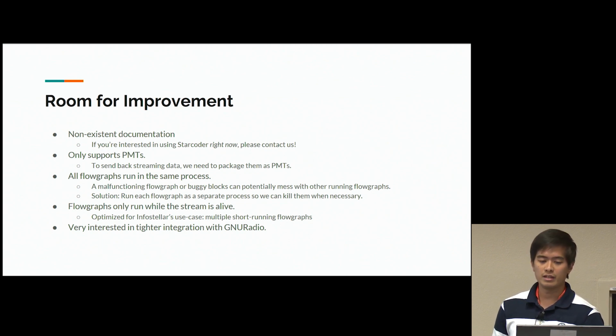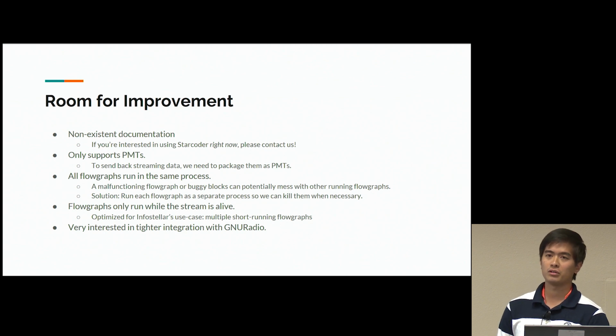Another limitation is that flow graphs only run while the single bidirectional stream is alive. This is because it's optimized purely for InfoSellar's use case, which is multiple short-running flow graphs. So you can't, for example, start a flow graph from an Android phone, turn off your phone for a day, turn it on again, and continue communicating with the flow graph. Maybe this will be possible in the future, depending on interest.